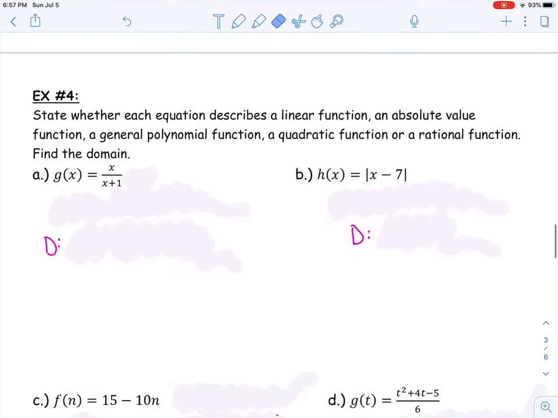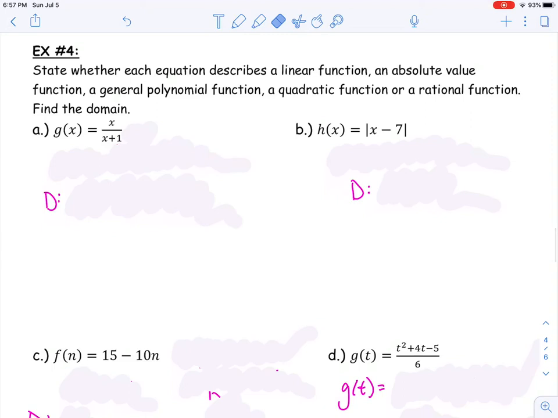Okay, so can I give you a whole bunch of different functions without graphs, and can you determine what their domain is? Okay, so let's first start by stating whether each equation describes a linear function, an absolute value function, a polynomial function, a quadratic, or a rational function. And then let's determine the domain.